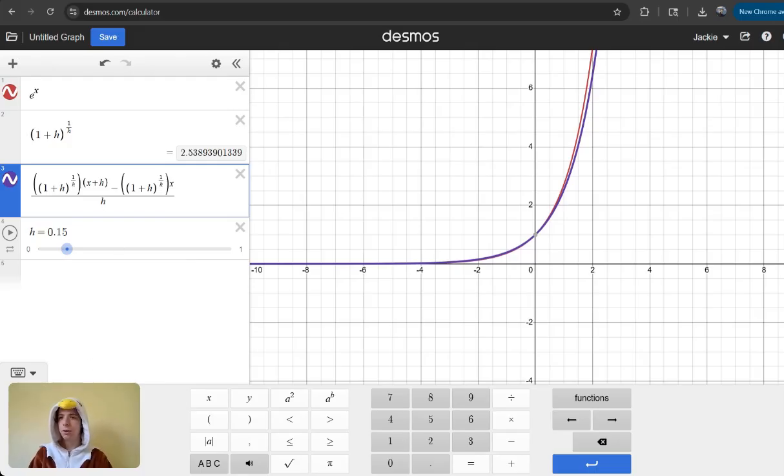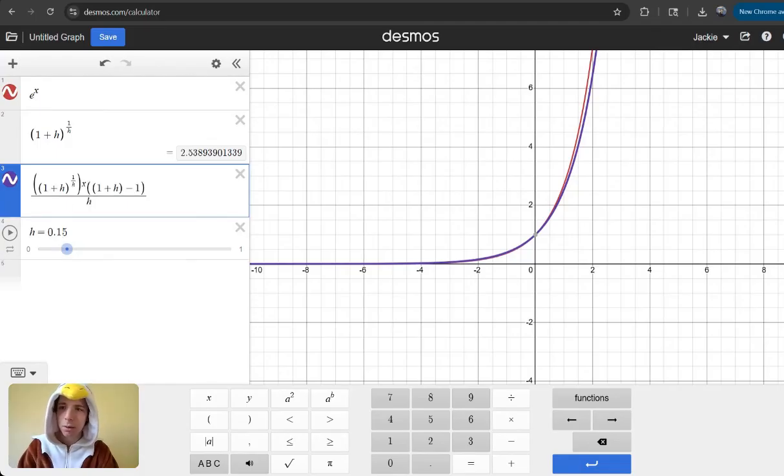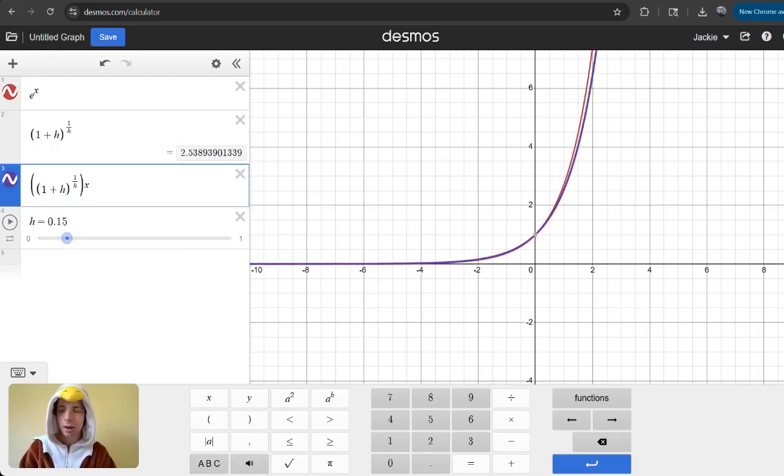First, we're going to use exponent rules and split this up. Now we're going to factor this. And we can use exponent rules again because we're taking it to the power of 1 over h and then to the h. So that's just going to end up being to the power of 1. Now we have 1 plus h minus 1. We're just going to turn this into an h. And now we have an h in the bottom and the top, so we can just cancel those out.